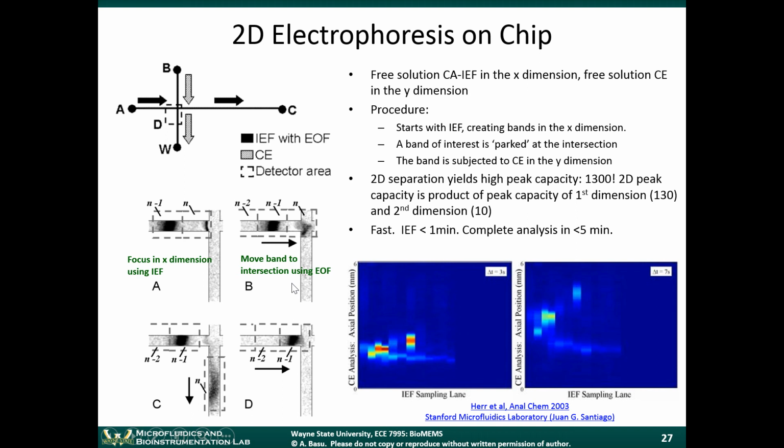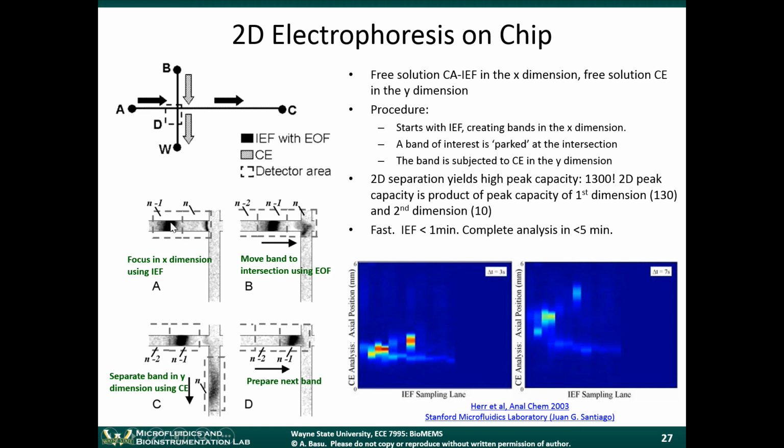Then they apply a field in the Y direction. So they remove the field in the X direction. They apply it in the Y direction so that they can do a traditional capillary electrophoresis separation in the Y dimension. And then after one band is fully analyzed, they move on to the next one. So you can see this is band N, and this is the next band, N-1.